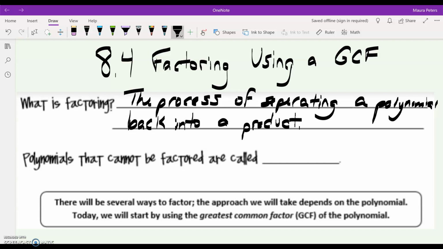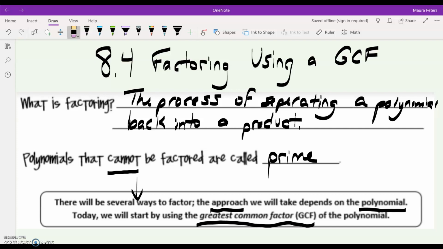Now one question you may have is, what happens if the polynomial cannot be factored? There's absolutely nothing you can do to factor the polynomial, and polynomials that cannot be factored, we call those prime. What I want to key in on here is there will be several ways to factor. The approach that we take depends on the polynomial, but you always want to make sure that you are identifying some sort of greatest common factor first. You always want to take that greatest common factor out first and then see what happens. So we're going to run through quite a few examples today, using the greatest common factor as a way to factor polynomials.